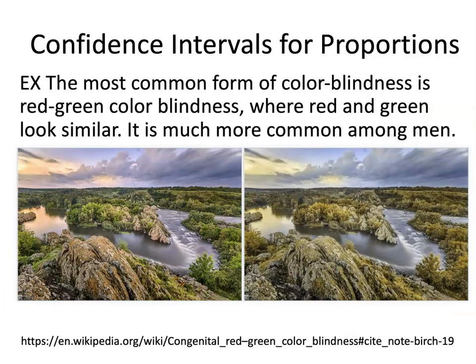6,766 people. The most common form of color blindness is red-green color blindness, where red and green look similar. It's much more common among men because it's found on the X chromosome, and women have 2 of those. So if you don't have red-green color blindness, you can see reds in here, you can see greens in here. If you do have red-green color blindness, then the picture on the left would look like this. You don't see red and green, everything just looks green.